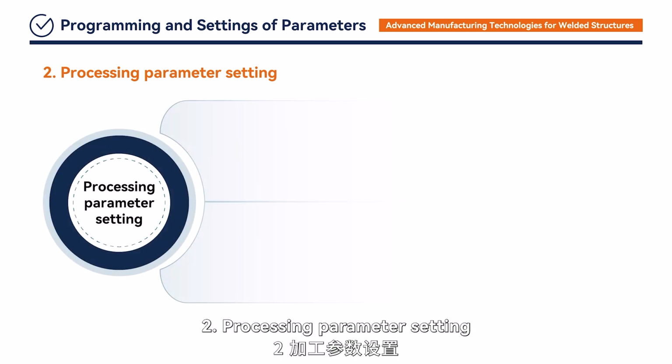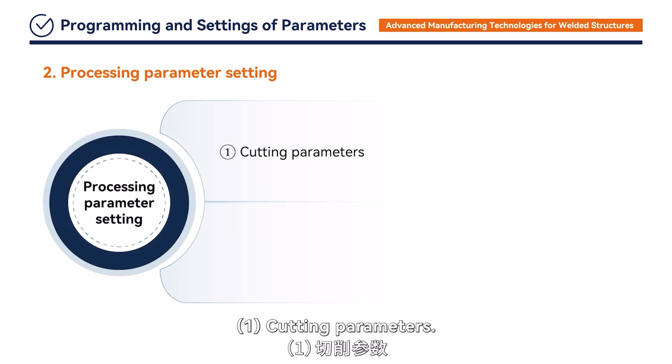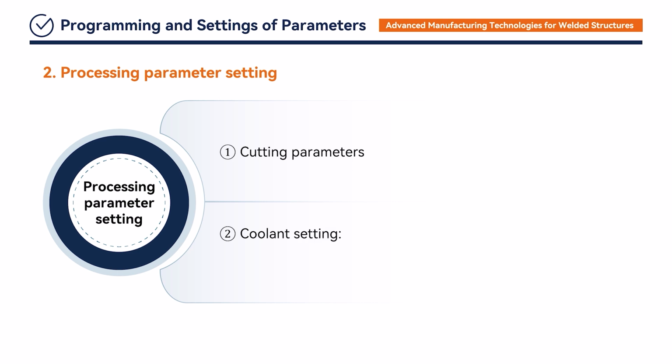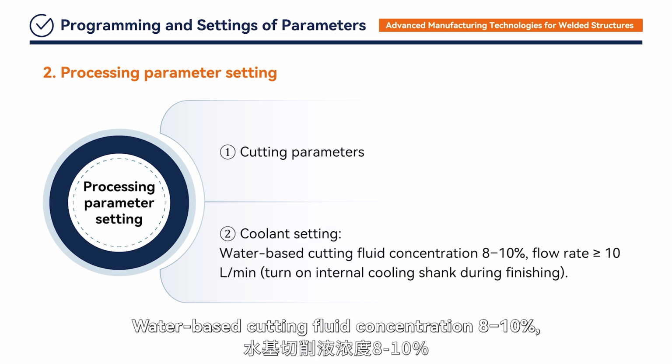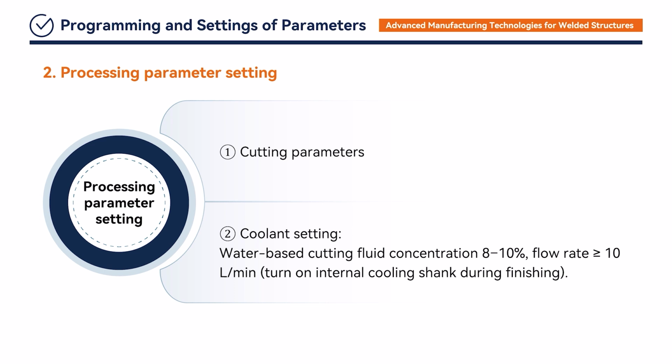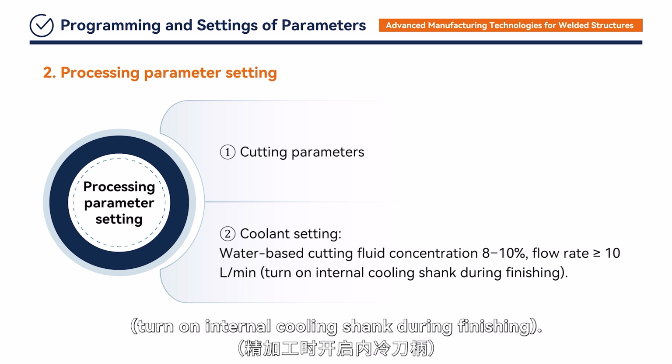2. Processing parameter setting. 1. Cutting parameters. 2. Coolant setting. Water-based cutting fluid concentration 8 to 10%. Flow rate greater than or equal to 10 liters per minute. Turn on internal cooling shank during finishing. Next is trial cutting and calibration.